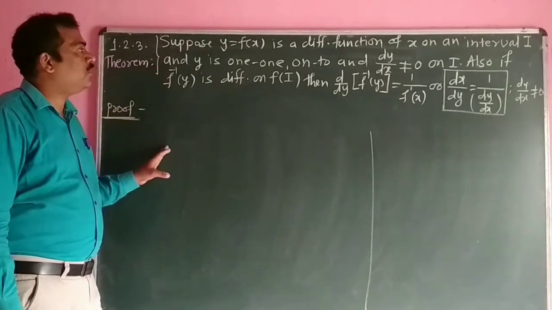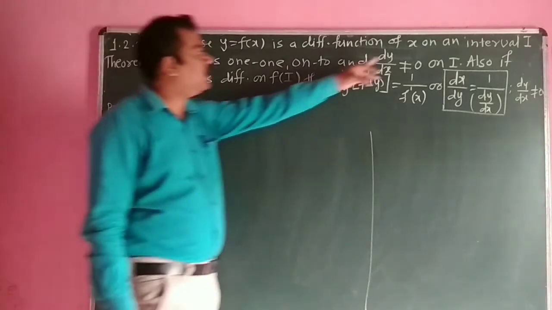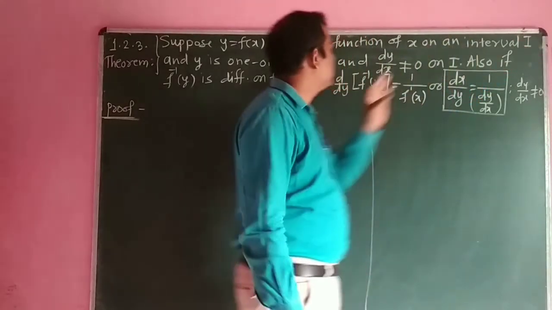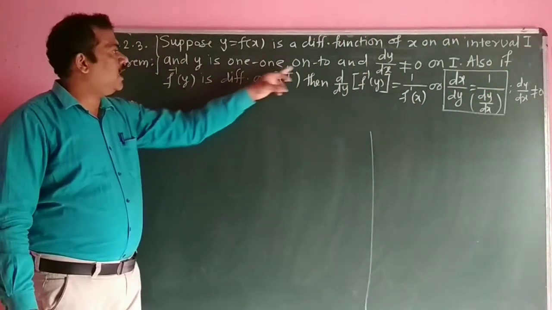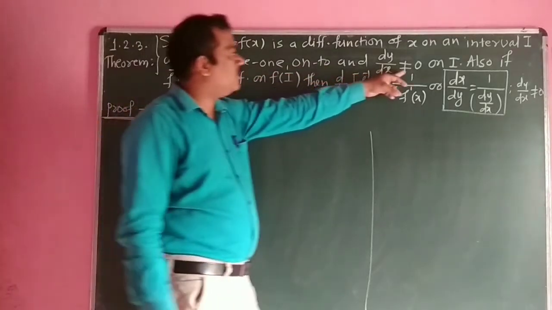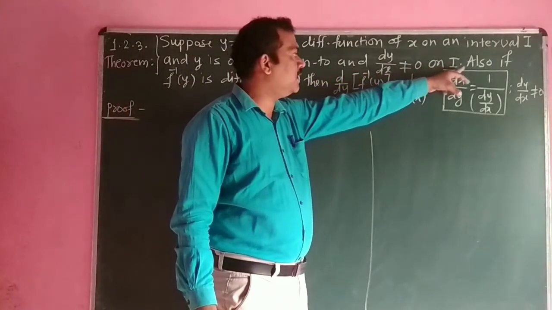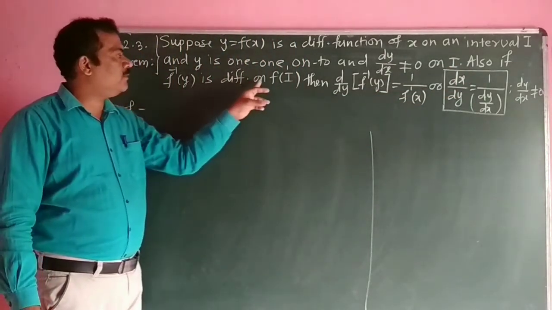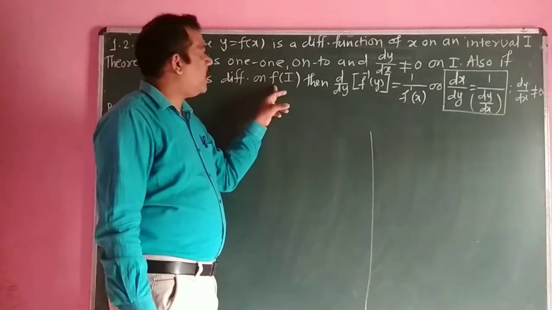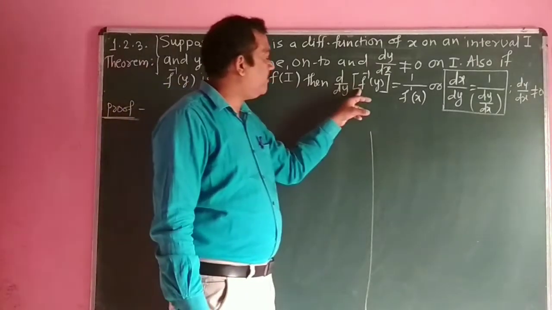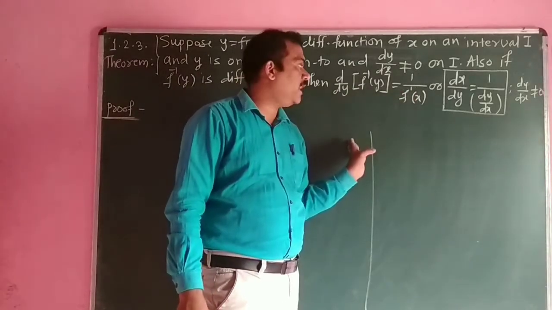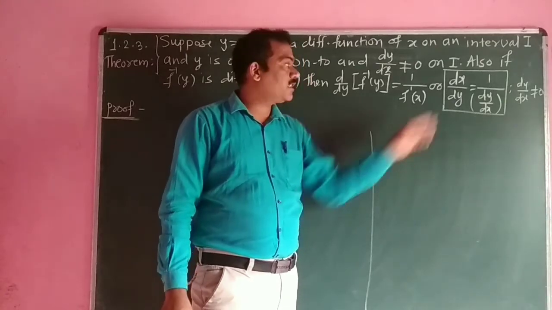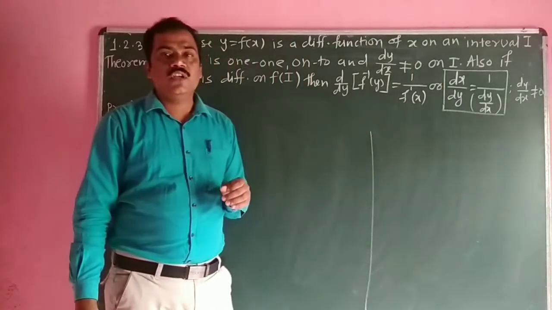Suppose y is equal to f of x is a differentiable function of x on an interval I. Suppose that y is one-one and onto, and dy by dx is not equal to 0 on I. Also, if f inverse of y is differentiable on f of I, then d by dy of f inverse of y is equal to 1 upon f dash of x, or dx by dy is equal to 1 upon dy by dx, with dy by dx not equal to 0.